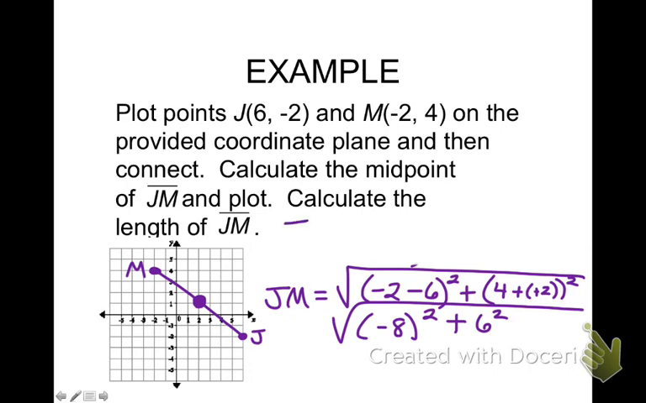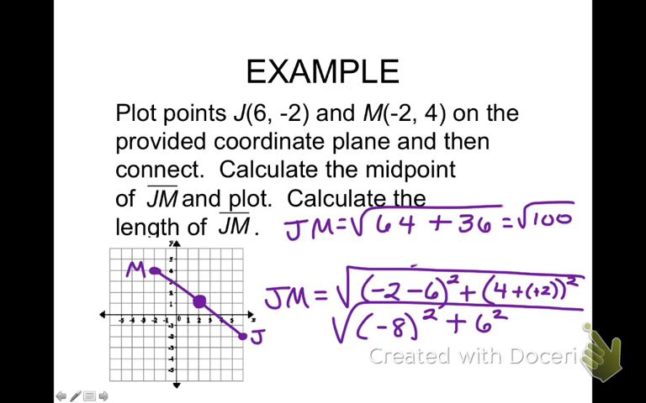Okay, so now we have JM is equal to, what's -8 squared? Positive 64, always positive. Plus 6 squared, which is 36. 64 plus 36, ooh, that's nice. Why is that nice? That equals 100. What's the square root of 100? That's a perfect square, 10. So JM is equal to 10. Okay?